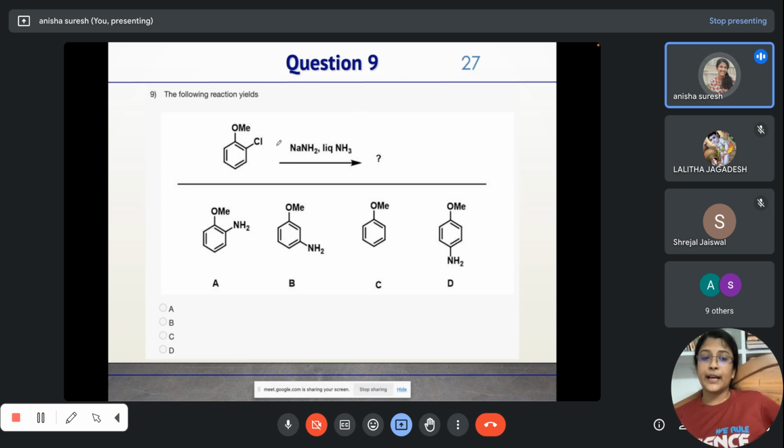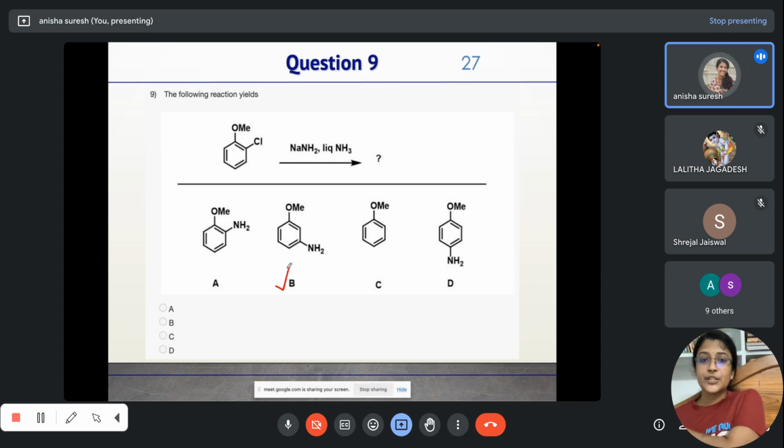Now going to question number 9. So here we have this 2-chloroanisole. So we are treating with sodamide in liquid ammonia. So what will be the product that is forming? So they have given four options. Option B will be the correct answer. So we can see what is the mechanism it is undergoing.